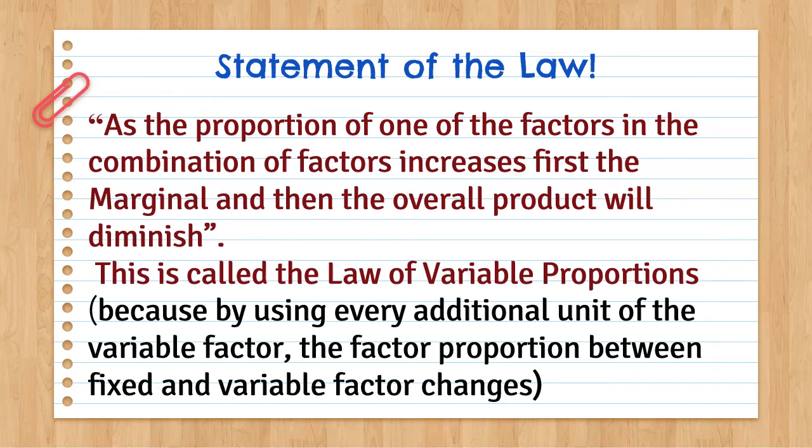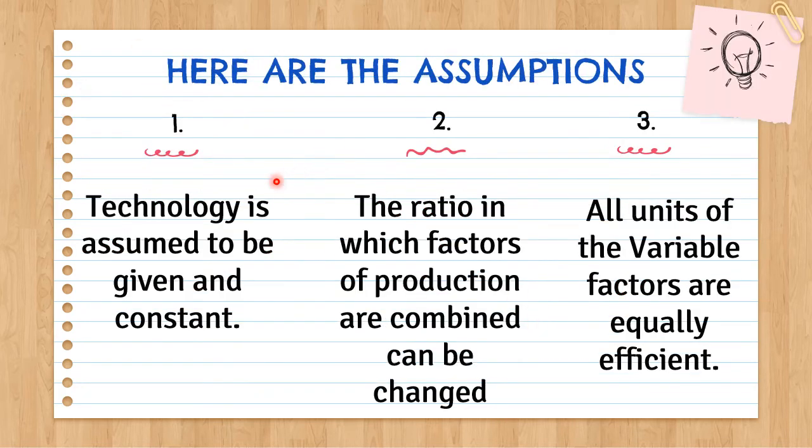After we considered the statement, let us now state the assumptions. The first assumption is technology is assumed to be given and constant. The second assumption, the ratio in which the factors of production are combined can be changed. That is what we saw in the example that we took. The third assumption, all units of the variable factor are equally efficient.